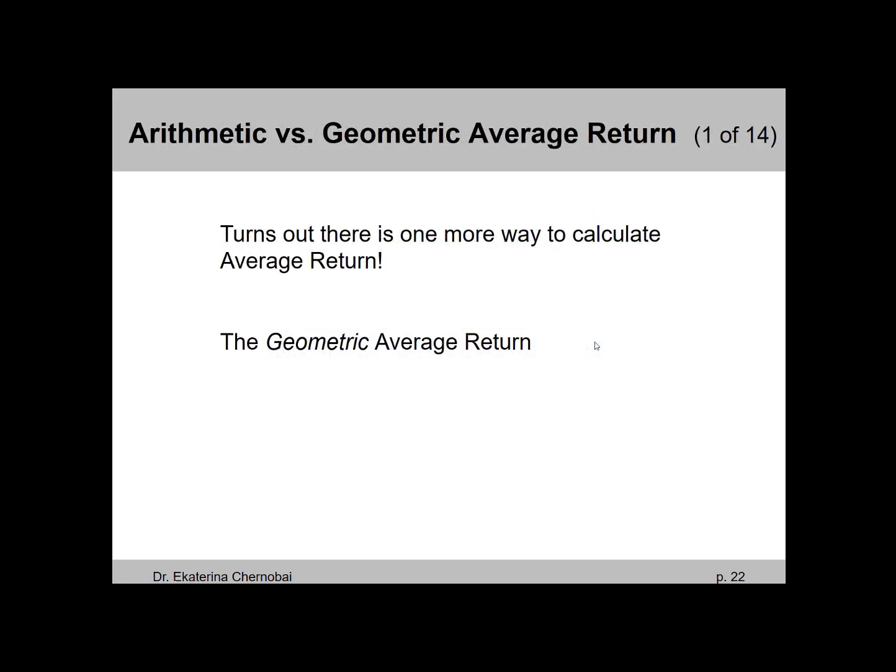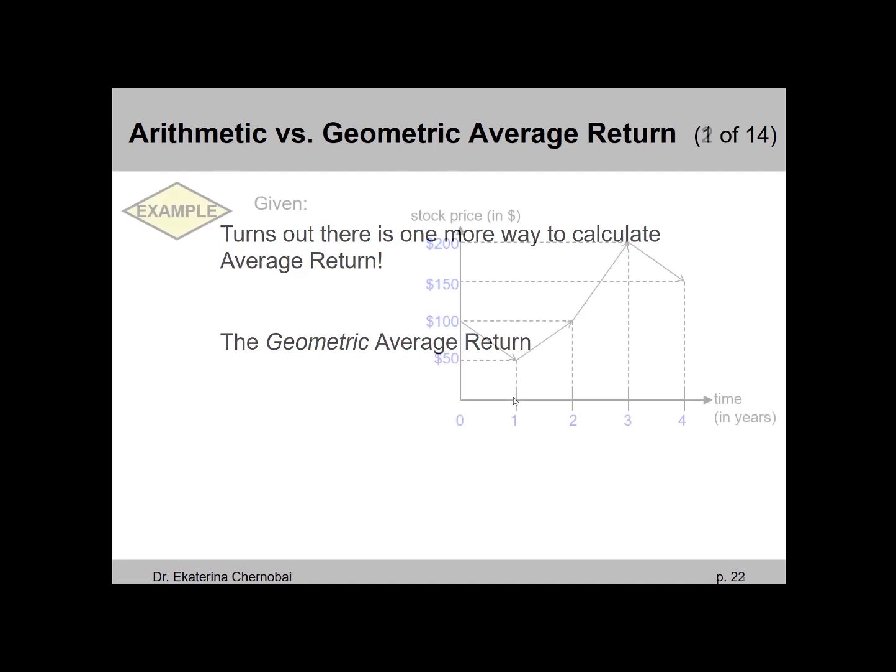Next, let's look at one more way how the average annual return on stock investment could be calculated, and this is known as the geometric average return. So there is the arithmetic average, the simple average, and the geometric average. What is the geometric average return?